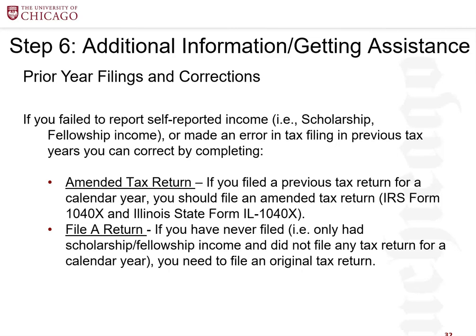If you failed to self-report income, for example, scholarship or fellowship income, or if you made another error in tax filing for a previous tax year, you can complete either an amended tax return or file an original return for a prior tax year. So you would file an amended tax return, for example, for 2018, if you had already filed a tax return but realized you forgot to report a certain amount of income. That form, the amended tax return form, is called a 1040X, and in Illinois it's called an IL 1040X, and you can complete that and file that at any time. If you never filed a return for 2018 because you didn't know that you were supposed to report income, you can file an original tax return for those years.